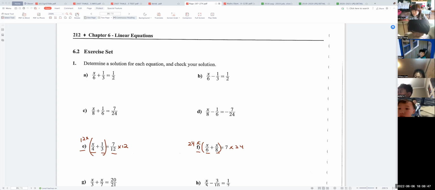Okay, I have received Tiffany's. Tiffany, if you're not very sure, there's always the best way to check if your answer is right. Put the number back to the equation. If it still equals left side and right side still equal to each other, that means you're right. Understood? I sent it. Okay, thank you, Daniel. I have received yours.